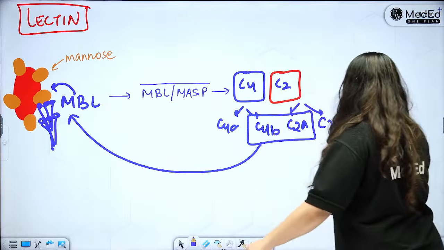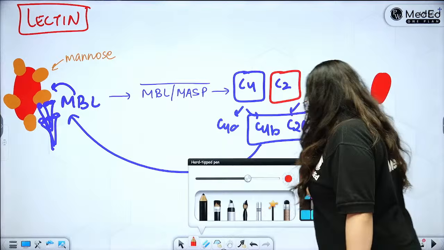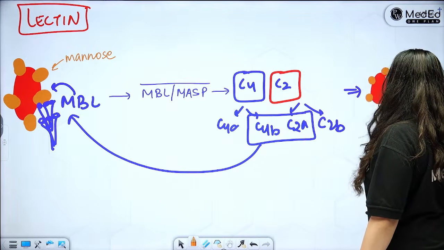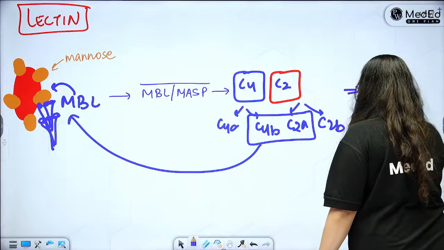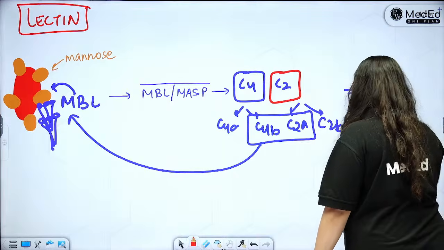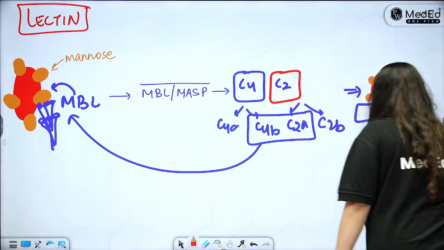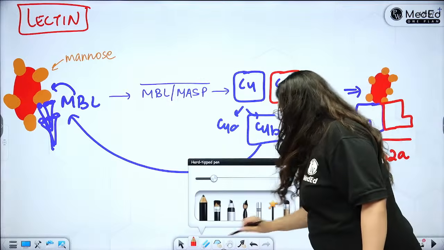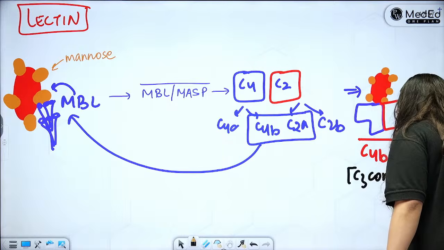So, what is your ultimate step? Over here, you have this bacteria. It has these mannose residues. Now, what is binding to it? C4b is binding, and here C2a is binding. So, what has bound? C4b2a is active. Can I call this the C3 convertase? Ma'am, this is already the C3 convertase, we have already seen, right?